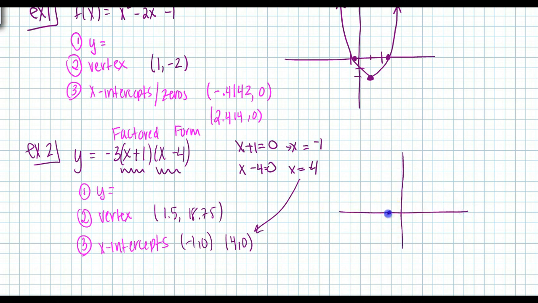So negative 1, 0, and 4, 0. I'm going to go up by 2s here. 2, 4, 6, 8, 10. Well, maybe 5. 5, 10, 15, 20. 1.5, about 18.75 maybe over here. So here I went by ones, here I went by fives to make my graph.